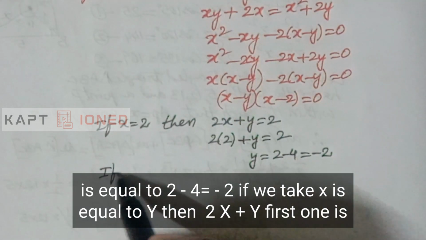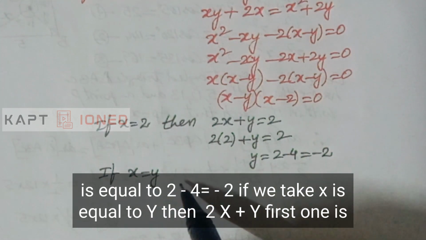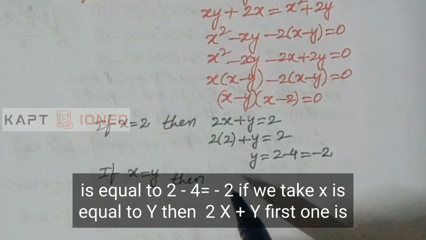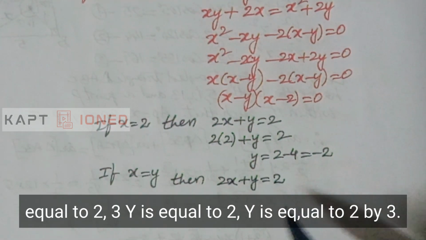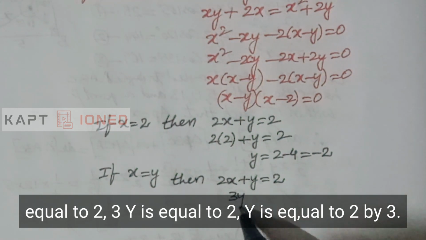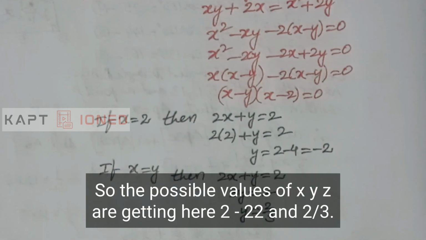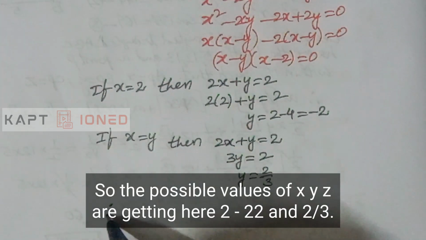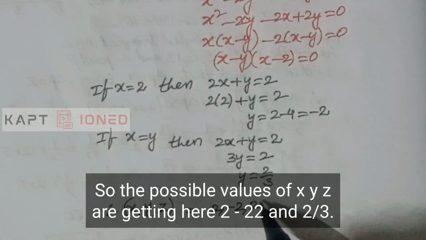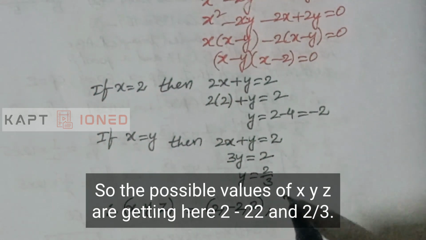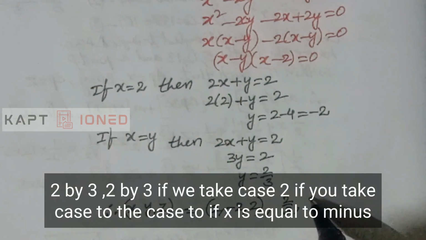If x is equal to y, then 2x plus y, the first one, is equal to 2. So 3y is equal to 2. y is equal to 2 by 3 we will get. So the possible values of x, y, z, what we are getting here: 2, minus 2, 2, and 2 by 3, 2 by 3, 2 by 3.